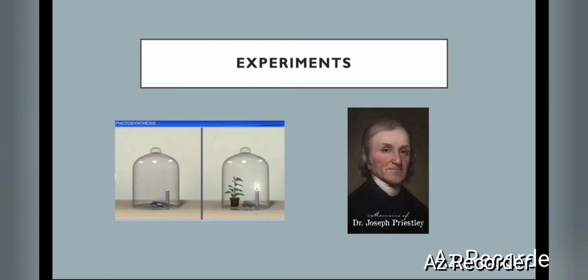In the last experiment, he put a mint plant along with the lit candle and mouse. The mouse survived for some time as the air used by the lit candle was replaced by the plant, so it was clear that plants produced oxygen.